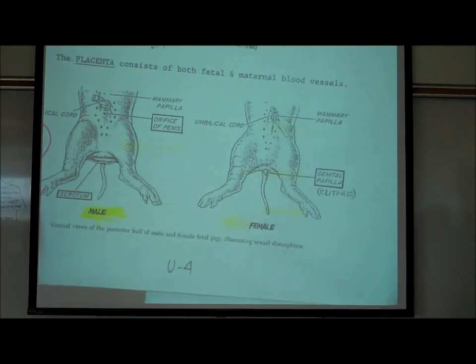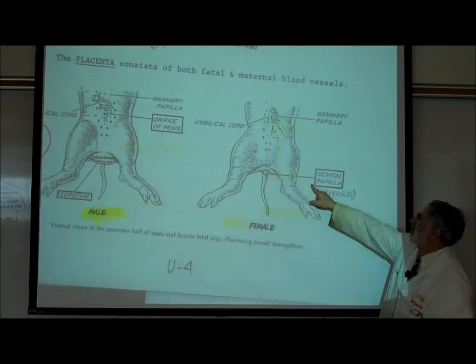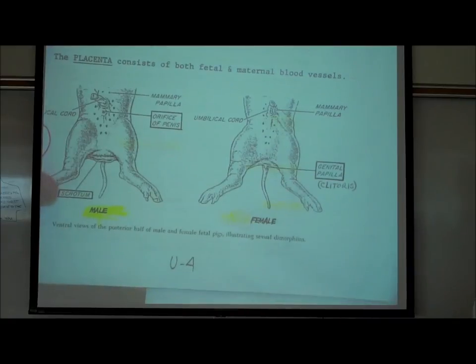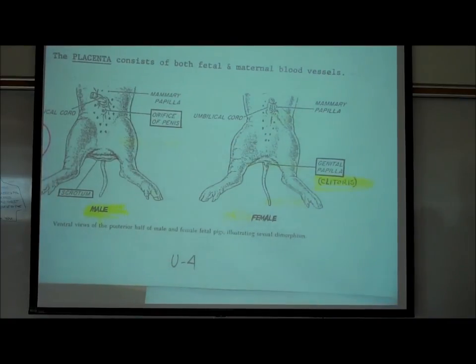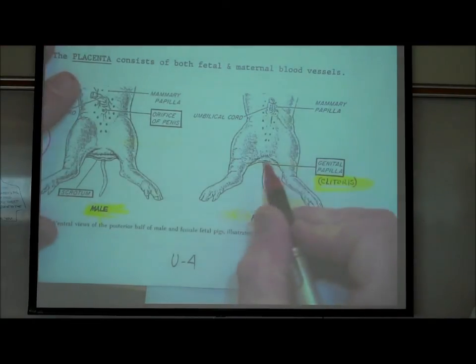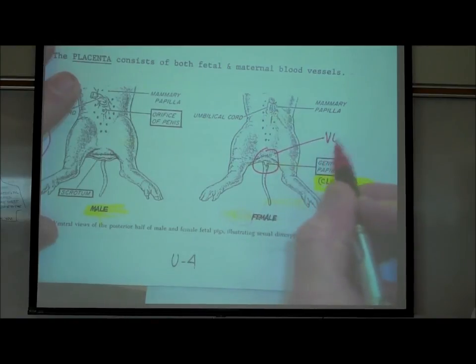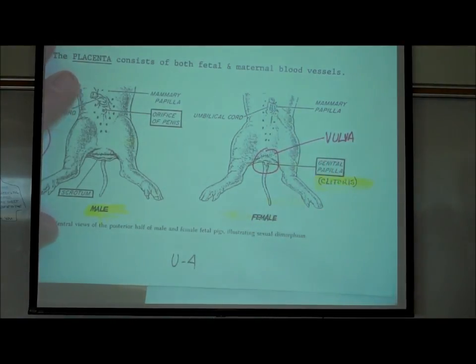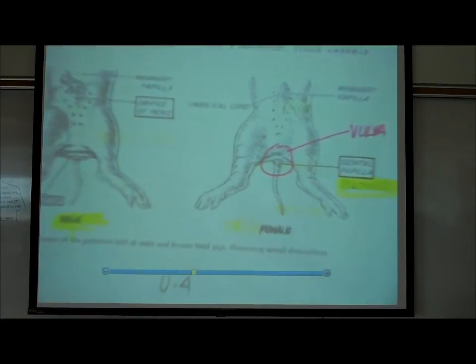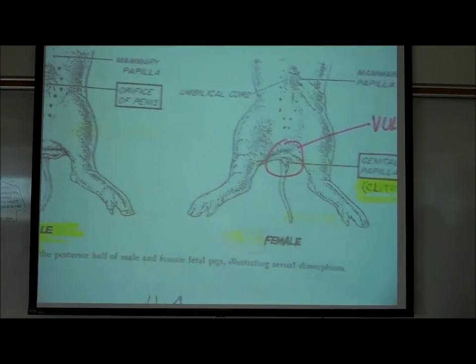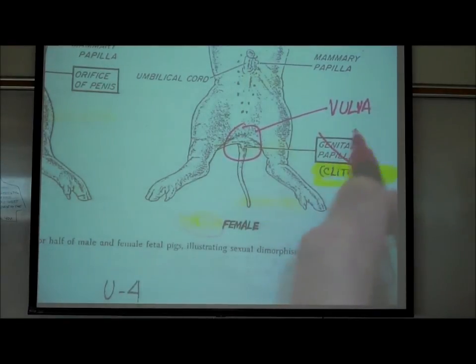The female, what they call the genital papilla, that corresponds to what in humans we call the clitoris. And you will see that. And remember, this general area is called the vulva. And that little structure that sticks out is called the clitoris. That's what we'll call it. So you don't have to know the word genital papilla, but we're going to call it clitoris. In pigs, they call it the genital papilla.